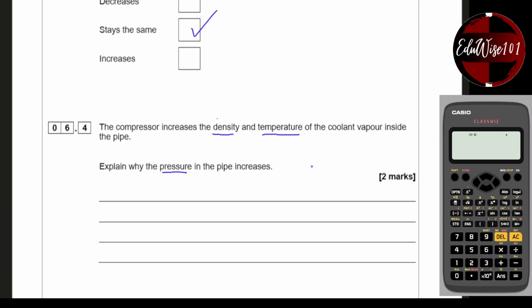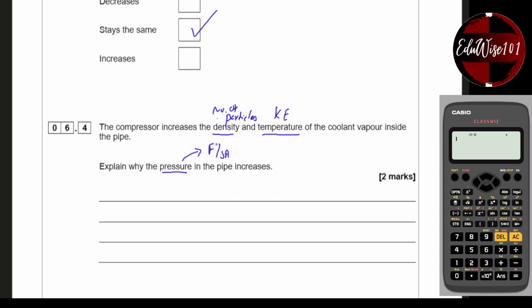And if you increase the temperature, that means you're increasing the kinetic energy, right? So an increase in density is referring to the number of particles, and temperature means increasing the kinetic energy. Now explain why the pressure in the pipe increases. Now pressure depends on the force divided by the surface area. If you increase the force, we are going to increase the pressure.